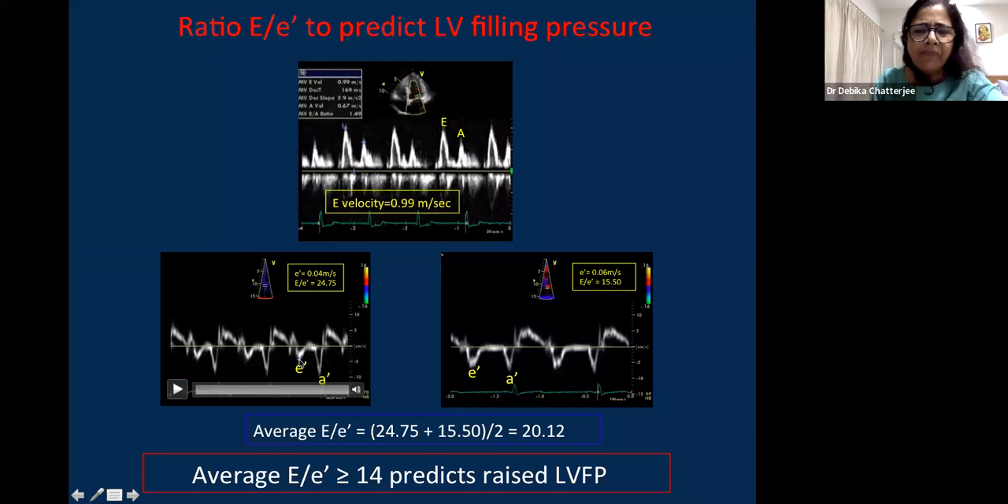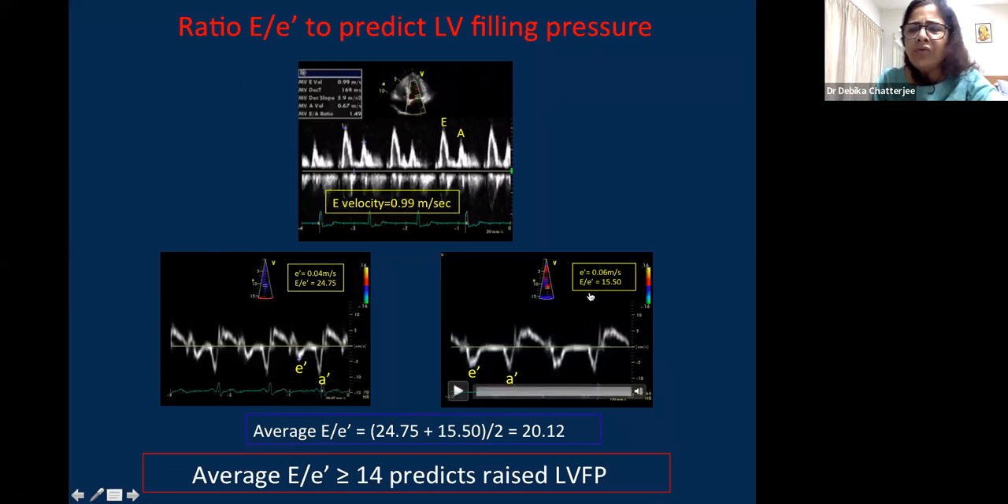We measure the E prime, first of the septal annulus. We divide the E by E prime of septal annulus. We get a value. Here in this case of hypertrophic cardiomyopathy, the septal annular E by E prime was 24.75, and in the lateral annulus E by E prime was 15.5. And we do the average of E by E prime, and that turns out to be 20.12.